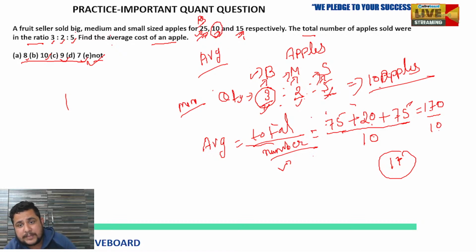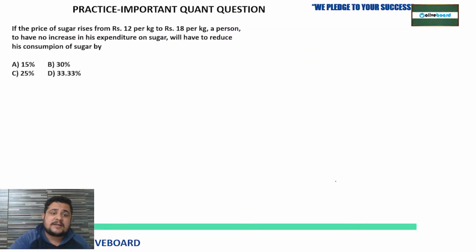10 into 2 means 20, and small size apple price is rupees 15. Okay, 15 into 5, so 75 we are getting. So after summing up this, we will get 170. And how many apples were there? 10 apples. So 170 upon 10, we are getting 17. Right? So our answer will be option E. Now let's move on to the next question.